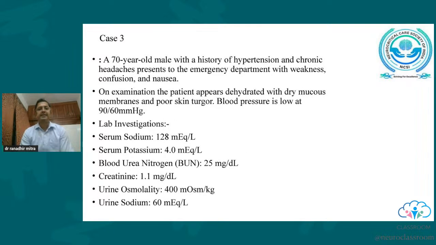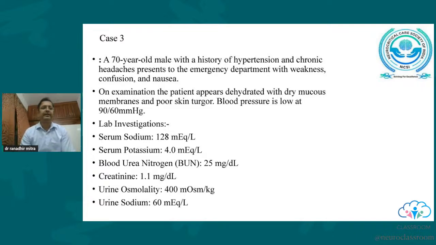And the next case is a 70-year-old male with a history of hypertension and chronic headache who presents with weakness, confusion, and nausea. On examination, there were dry mucous membranes, poor skin turgor, and BP on the lower side. Investigation shows sodium 128, potassium 4, blood urea nitrogen 25, creatinine slightly raised at 1.1, urine osmolality raised at 400, and urine sodium raised at 60.